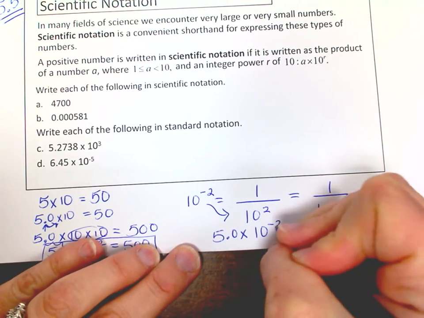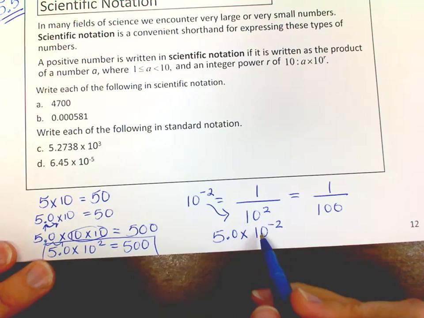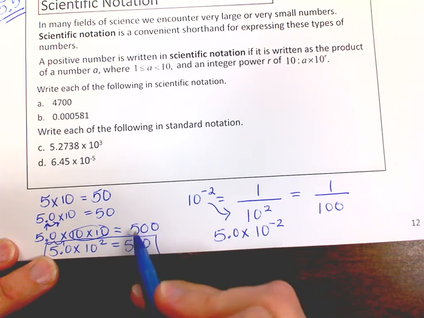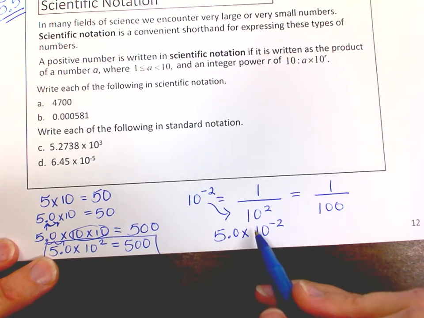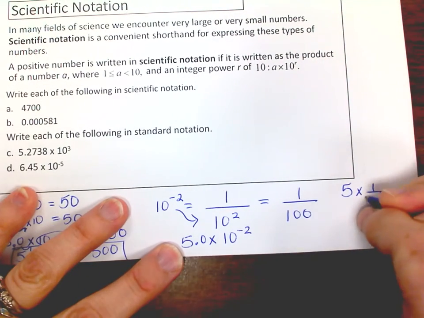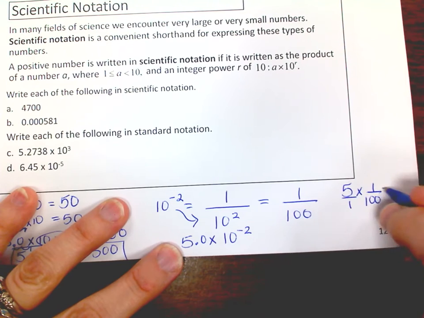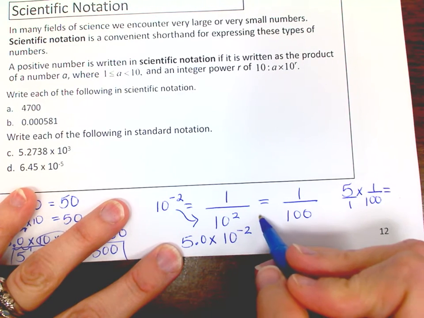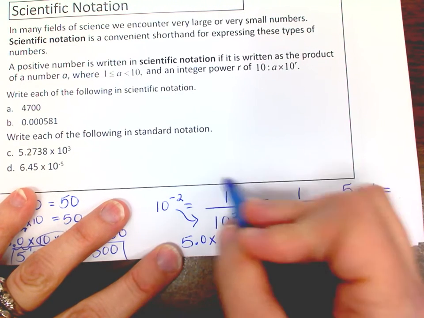Let's say that you wanted to take a number like that 5.0 and multiply it by 10 to the negative 2. 10 to the negative 2 does not mean you're multiplying it by 10 twice. It actually means you're multiplying it by 1/100th. So let's think about that. If I do 5 times 1/100th, because that's what 10 to the negative 2 is equivalent to right here.